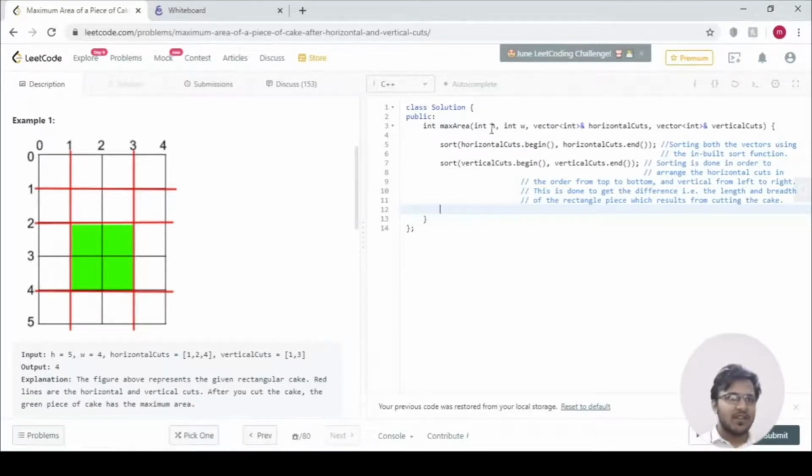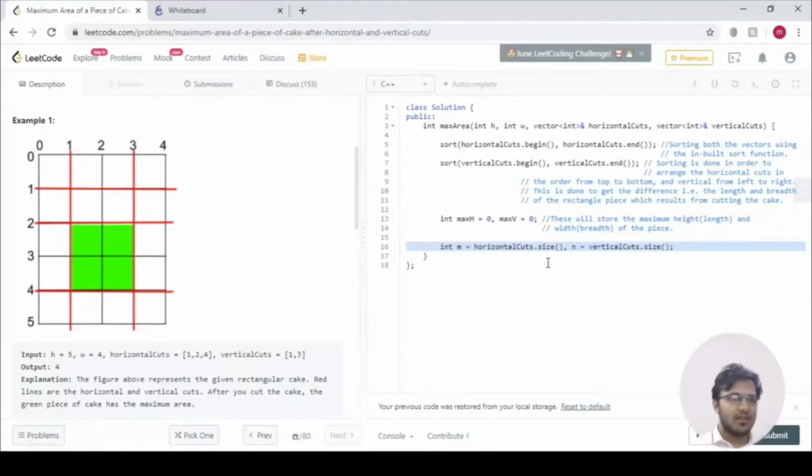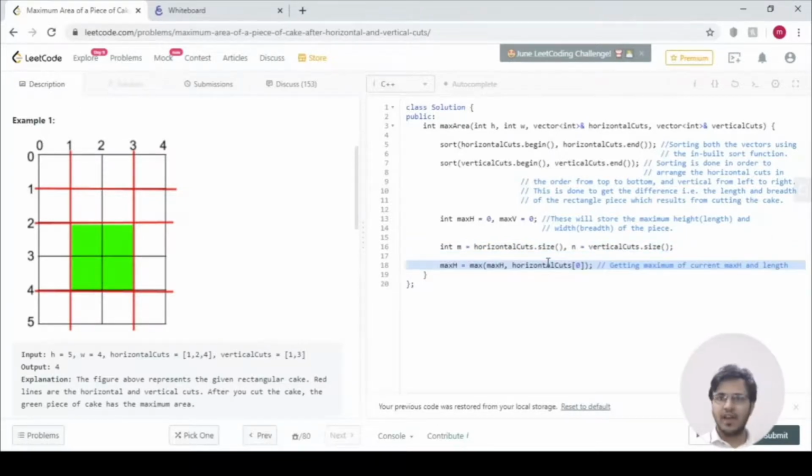So we'll be passing in the vector iterators to sort both the vectors, and then we will define two variables, that is max horizontal difference and max vertical difference, that will be stored in maxH and maxV. maxH will store the maximum horizontal difference and maxV will store the maximum vertical difference. Then two variables m and n that will just store the size of the arrays of horizontal cuts and vertical cuts. Then first of all, we have to calculate the difference from the top to the first horizontal cut.